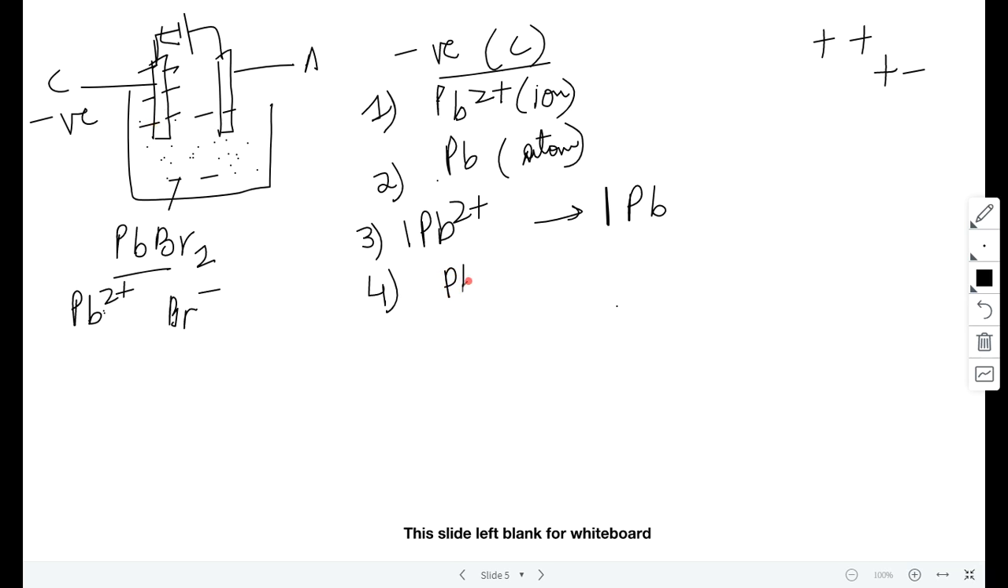How do you balance charges? If I write like this, can I do balancing like this? Yes. So these four steps, whether it is taking place at the negative electrode or positive electrode, you have to remember. First you have to write the symbol for the ion, then the symbol for the atom, then you have to calculate the number of atoms and balance them, then you have to balance the charges. So now is it clear to you?